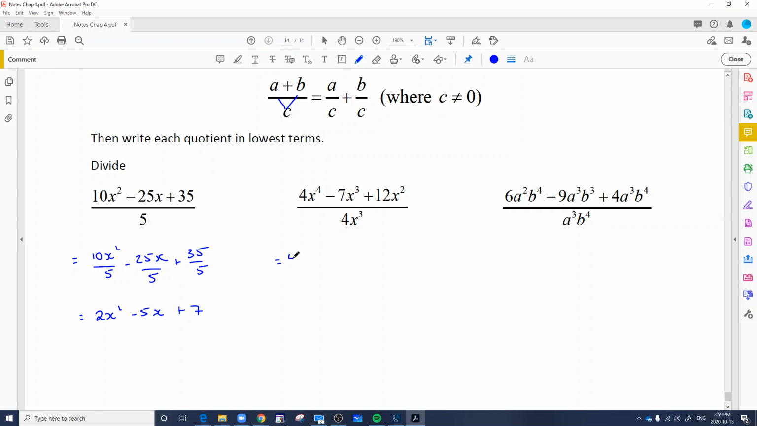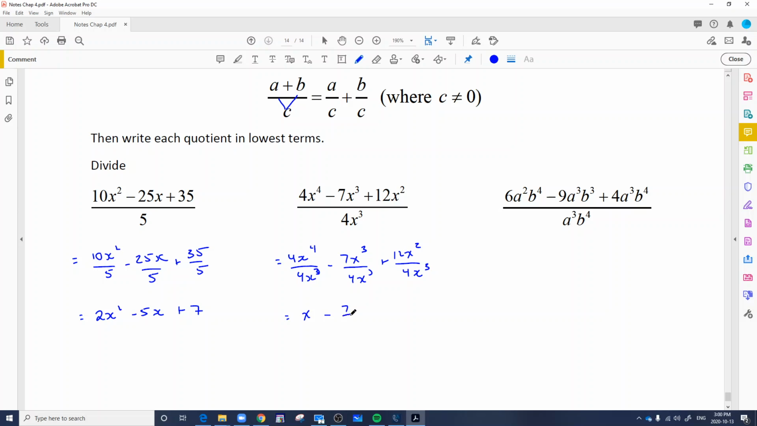So then this next one, you have the 4x to the 4 is getting divided by 4x cubed. You have minus 7x cubed is getting divided by 4x cubed. And 12x squared is getting divided by 4x cubed. And then we're going to simplify. So 4 divided by 4 is 1. x to the 4 divided by x to the 3. When dividing powers with the same base, you subtract the exponents. So 4 minus 3 is x to the 1.